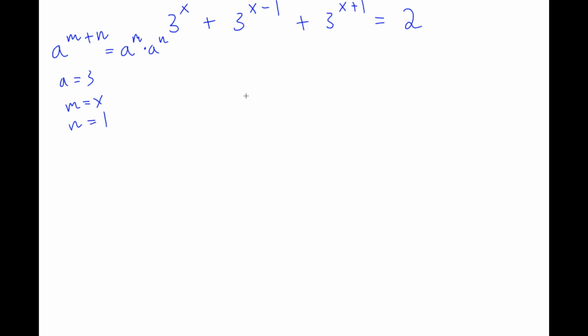So if we plug these in, we get 3 to the power of x plus 3 to the power of x minus 1 plus 3 to the power of x times 3 to the power of 1 is equal to 2.